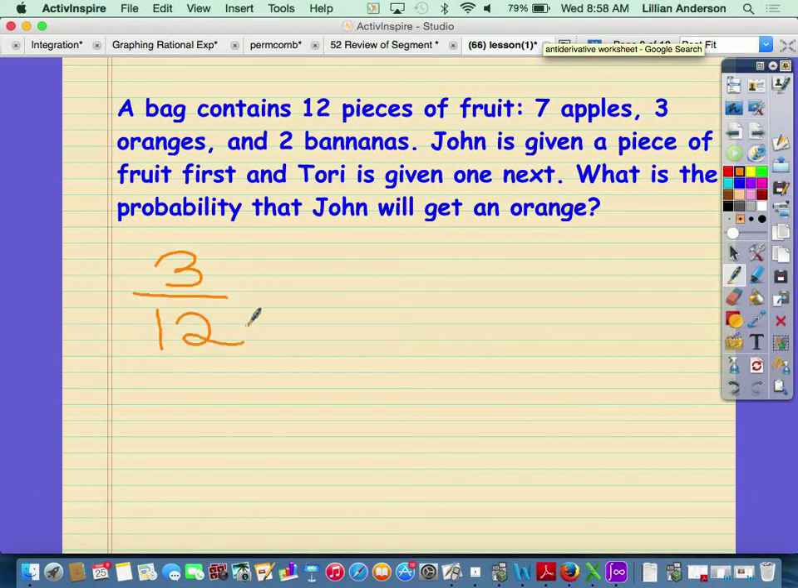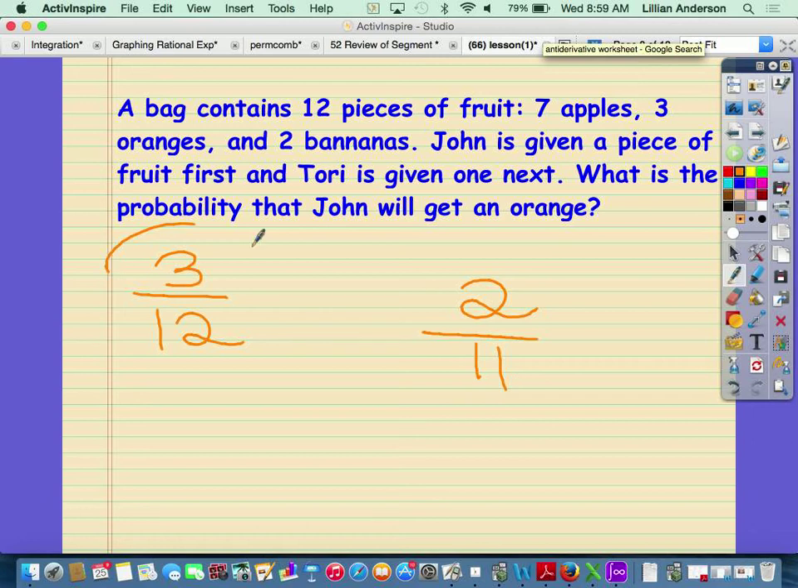Don't let any of the extra wording throw you off. Yes, Tori is given one next, but the fact is Tori is second. Now, if it did ask you what's the probability that Tori gets an orange if John got an orange, then that's something a little bit different, because if John got an orange first, how many fruit are left in the basket? There would be 2 oranges left, because 1 orange will already be gone. By how many fruits are left in total? 11. So if it says something about Tori getting an orange after John got an orange, then you would need to take that into consideration.